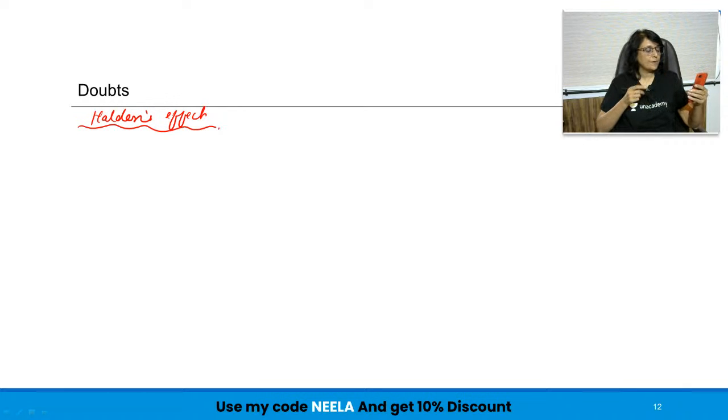Displacement of CO2. Oxyhemoglobin is a mild acid. Okay. Darshini, you've written displacement of CO2, or is it release of CO2?